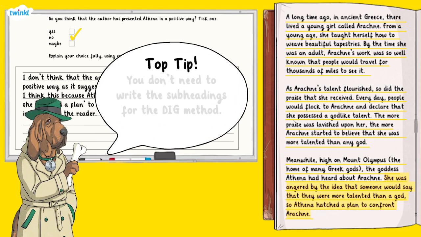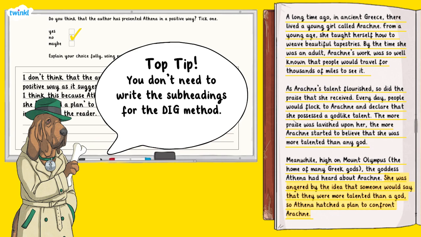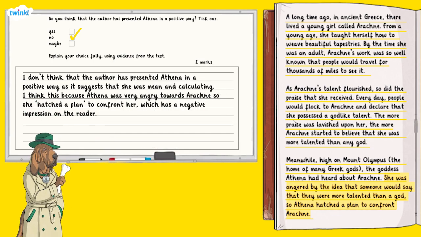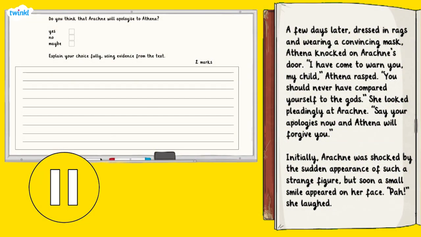Top tips, you don't need to write subheadings for the DIG method, and your answer can be written in a paragraph instead. This method just helps you structure your answer. In extended questions, you'll often be asked to give 2 points. The question should usually remind you to do this. For our next question, you're being asked if you think that Arachne will apologise to Athena. Pause your video now and read through the second extract. Hit play again when you're ready to hear the answer.